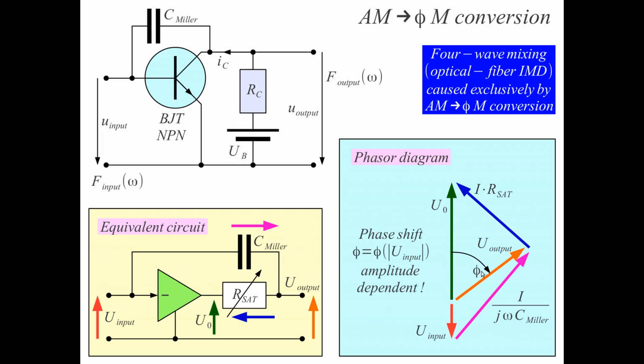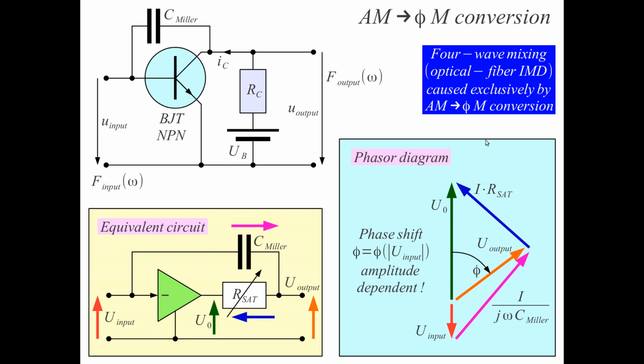This phase shift is always a delay. AM to PM conversion always generates delay, and this delay is a function of the input amplitude. We didn't expect that. If we had here a perfect limiting amplifier, we would obtain just the same output phasor with changing amplitude. Now, besides the change of the amplitude, we also have a change of the phase.